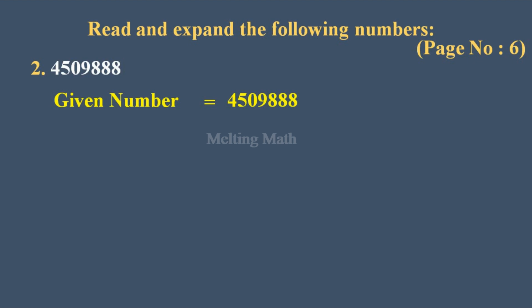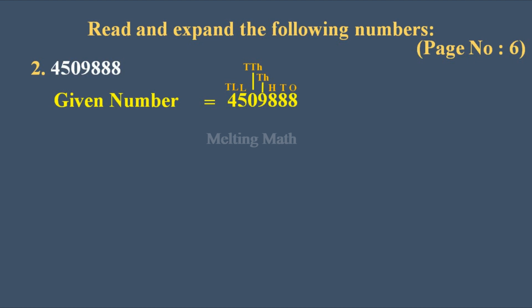We know the last digit 8 comes under the ones place, next is the tens, next hundreds, next thousand, next 10,000, next lakh, next 10 lakh. So here we wrote the places of each digit. Based on the places we can easily put the commas.